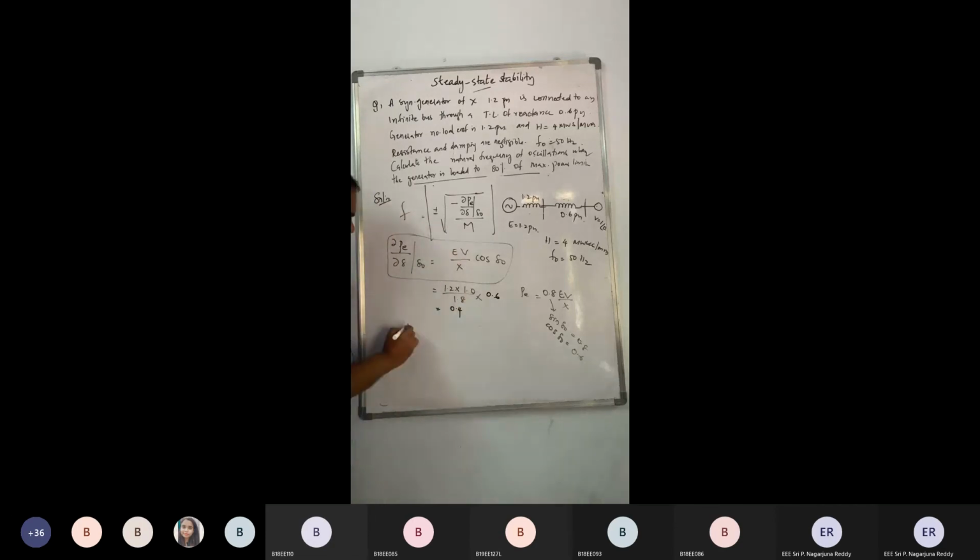Now, the M value is only to be calculated. What is M? GH by pi f. Since I have everything in per unit, G will be cancelled. H by pi f is 4 by 3.14 into 50. You substitute here, and you will get f in radians per second. Can anybody do this one? I'll consider only the magnitude. So the square root of 0.4 by 4 by pi, that is 3.14 into 50. Can anybody?